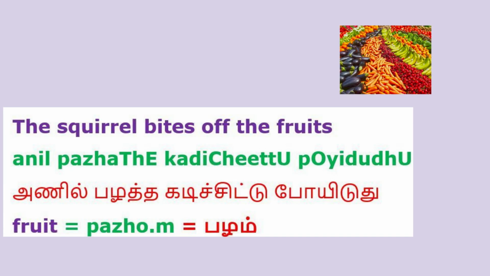The squirrel bites off the fruits. அணில் பழத்தை கடிச்சிட்டு போயிடுத்து. Anil is the squirrel. Param is the fruit. The squirrel bites the fruit, or here it means it bites and goes off. It takes a bite and goes off. It has bitten the fruit and it ran away. அணில் பழத்தை கடிச்சிட்டு போயிடுத்து. So பழம் becomes பழத்தை.